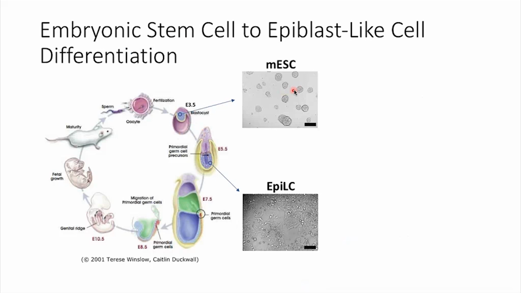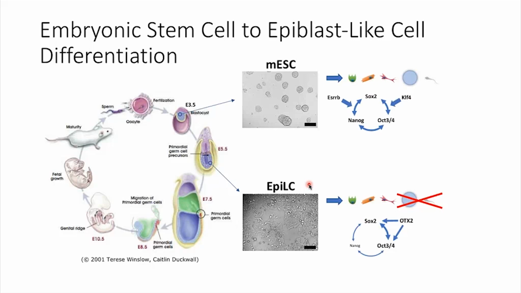Mouse embryonic stem cells have this very tightly packed, dome-like morphology when grown in culture, and EpiLCs look very drastically different, very spiky and flat in morphology. Both of these states actually retain pluripotency, in that they can differentiate into any of the 3 adult cell types, but EpiLCs can no longer contribute to the germline.